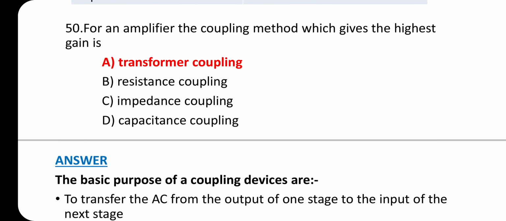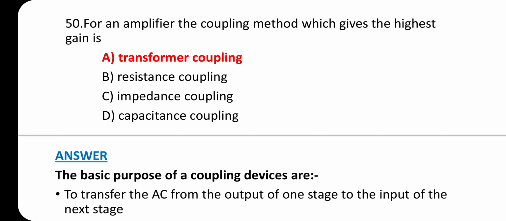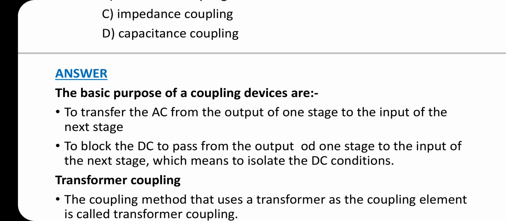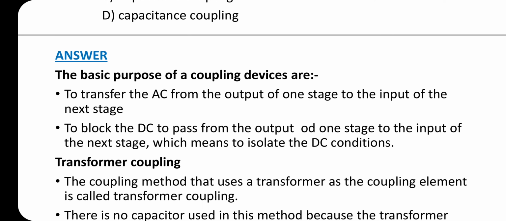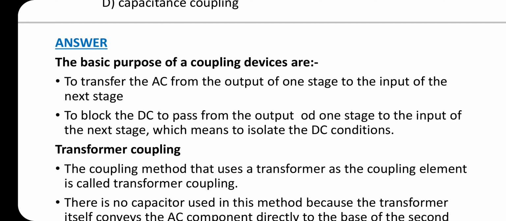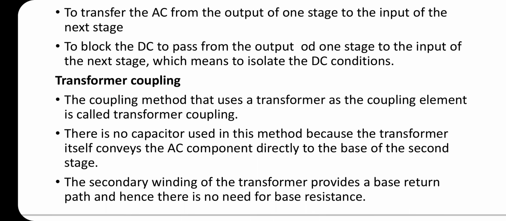Question number 50. For an amplifier, the coupling method which gives the highest gain is, answer is option A, transformer coupling. The basic purposes of a coupling device are to transfer the AC from the output of one stage to the input of the next stage, and to block the DC from passing from the output of one stage to the input of the next stage, which means to isolate the DC condition.